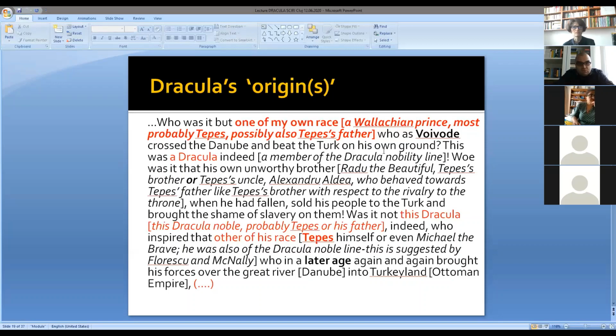"Woe was it that his own unworthy brother?" This makes direct reference to a historical episode about the brother of Țepeș, or the brother of the father of Țepeș. Radu the Beautiful could be one of the characters referred to here. He was Țepeș' brother, or the other character which could be referred to here is Țepeș' uncle Alexandru Aldea, who behaved towards Țepeș' father like Țepeș' brother with respect to the throne.